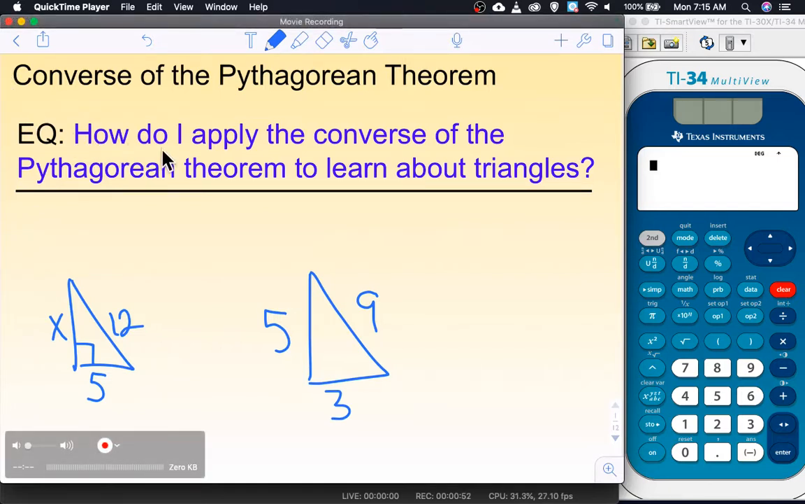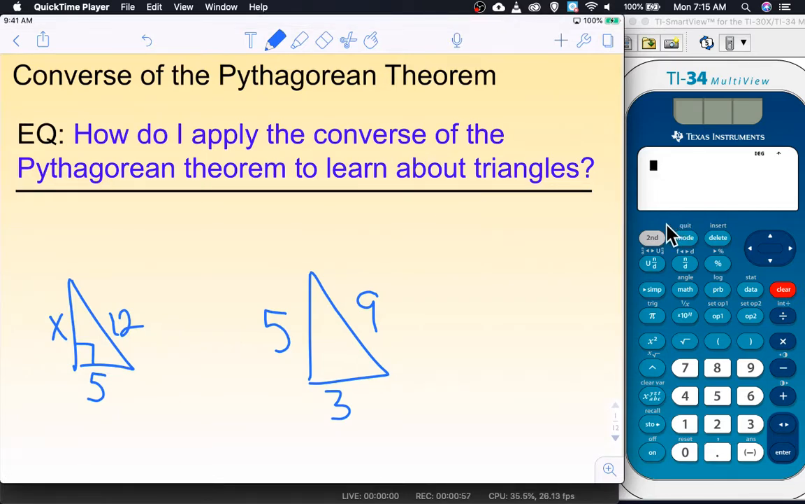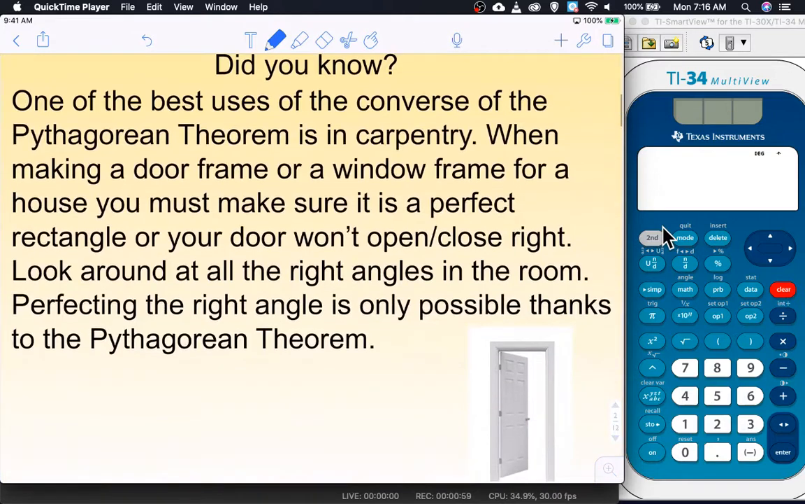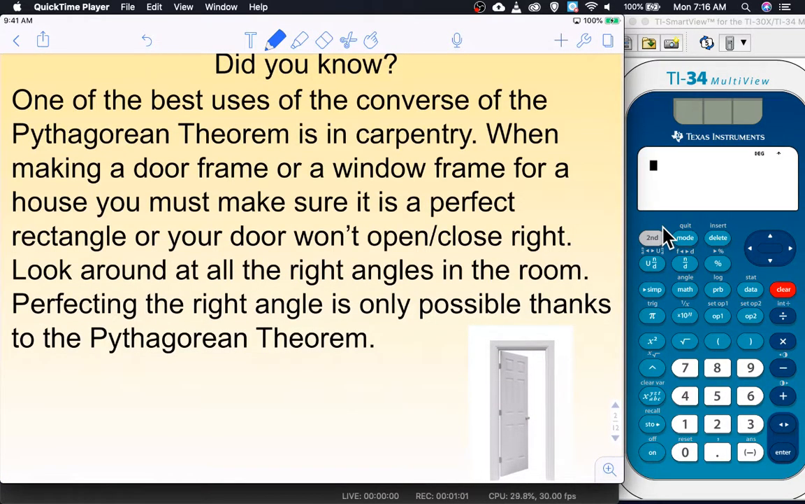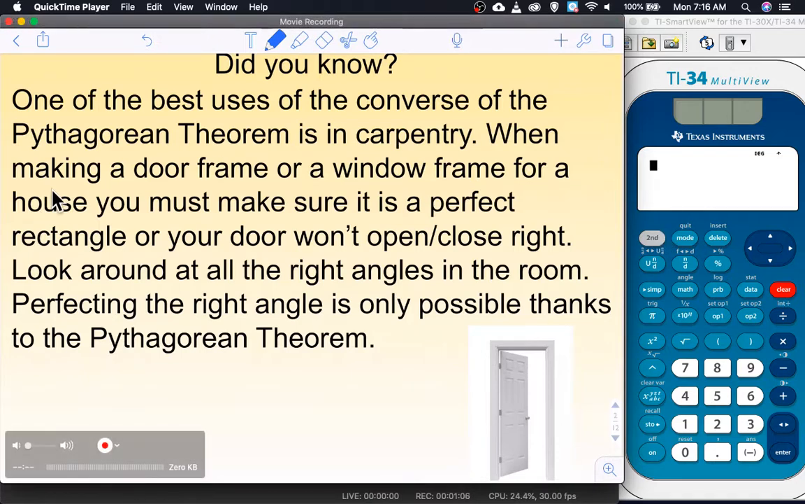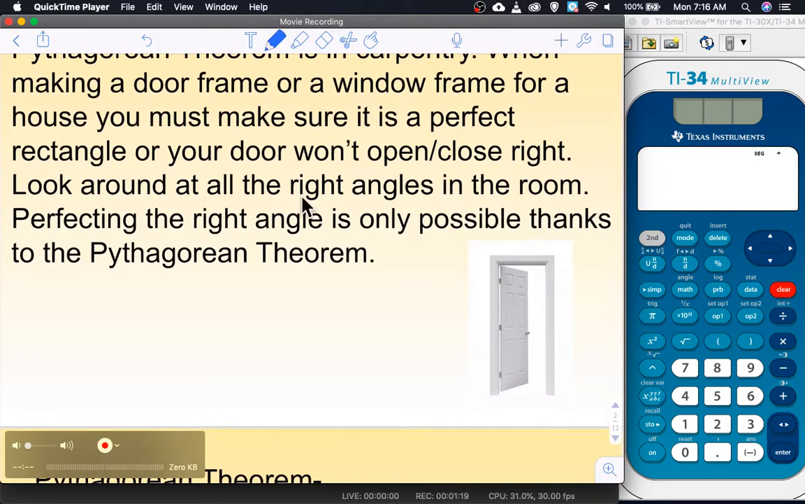The central question says, how do I apply the converse of the Pythagorean theorem to learn about triangles? Did you know that one of the best uses of the converse of the Pythagorean theorem is actually in carpentry? When you're making a door frame or a window frame for a house, you need to make sure that it's a perfect right angle, or your door won't open and close, or the windows won't work right. Look around the room you're in right now and look at all the different right angles.